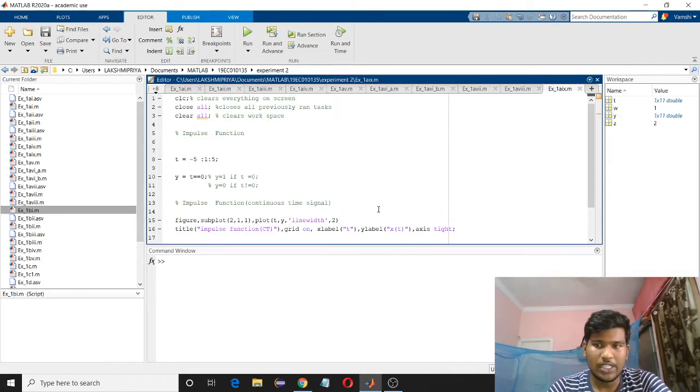Next we are plotting the impulse function. When t is equal to 0, y will be equal to 1. When t is not equal to 0, y will be equal to 0.